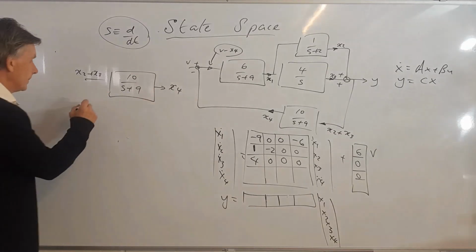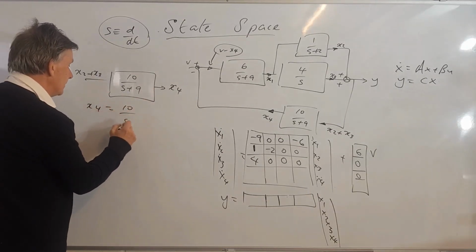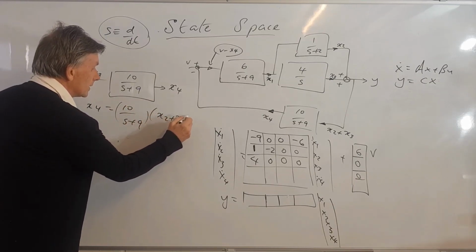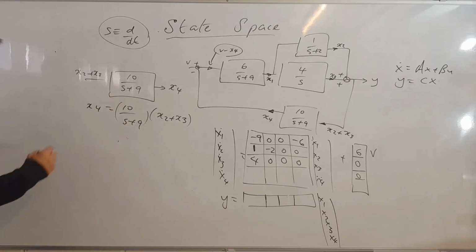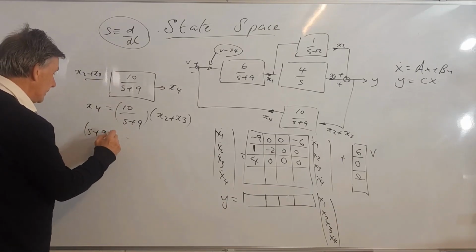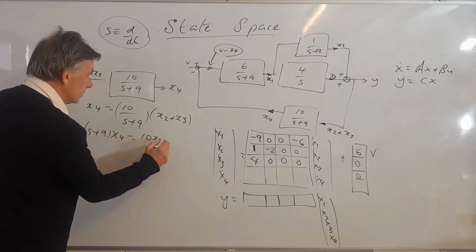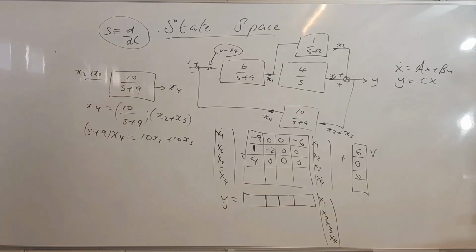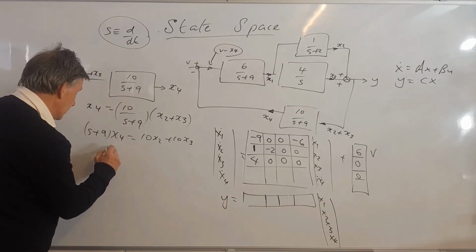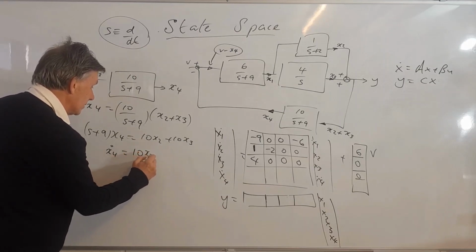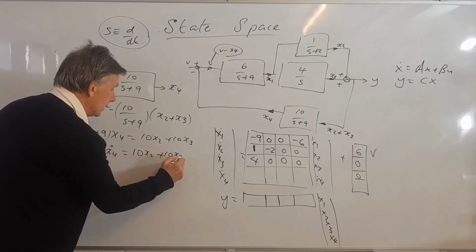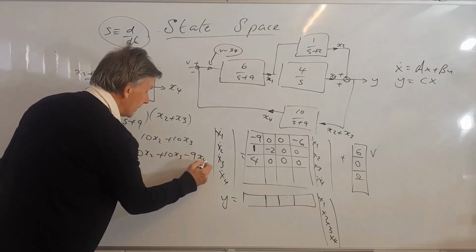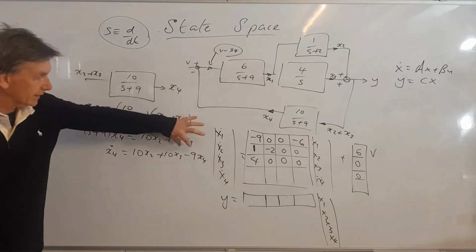So x4 now is equal to 10 over s plus 9 times x2 plus x3. Then move the s plus 9 up, so you get s plus 9 times x4 is 10x2 plus 10x3. But s times x4 is x4 dot. Okay, x4 dot is equal to 10x2 plus 10x3 minus 10x minus 9x4. Remember, the plus 9 on this side becomes the minus 9 on that side.